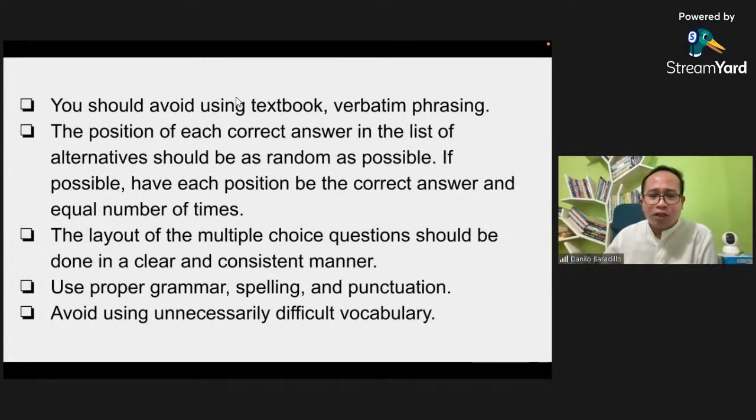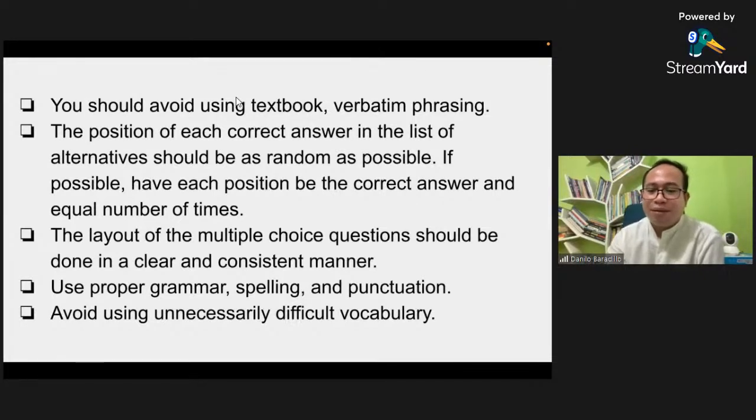The layout of the multiple choice question should be done in a clear and consistent manner. So use proper grammar, spelling, and punctuation, especially punctuation, because that could really make a lot of things very complicated for our learners or test takers. Avoid using unnecessarily difficult vocabulary, because it's not vocabulary building. It's testing whether or not you have learned what has been discussed in the class.